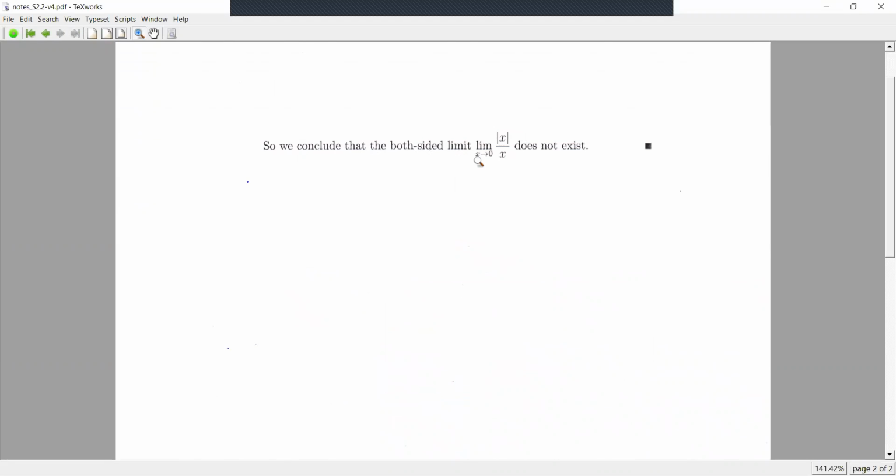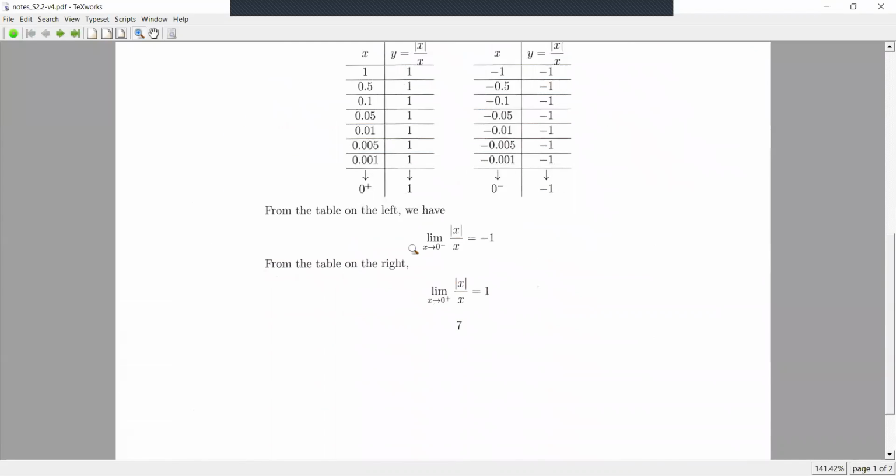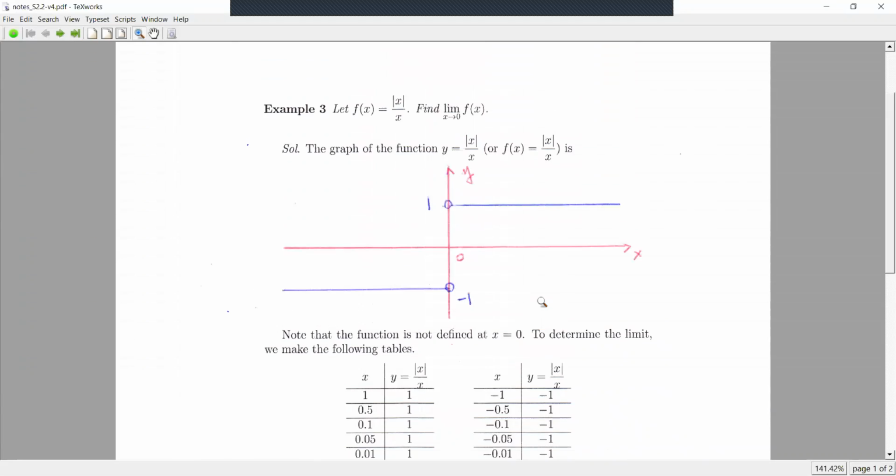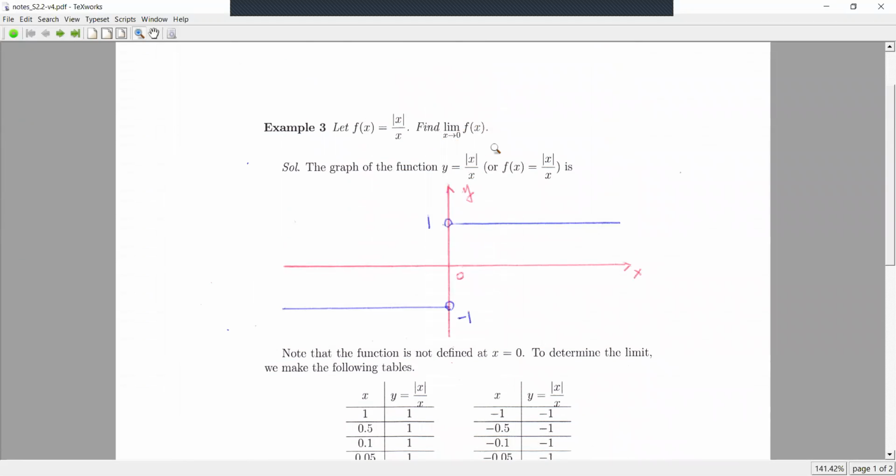Both-sided because x can approach 0 from the left-hand side, can approach 0 from the right-hand side. This limit doesn't exist. But the left-hand side limit exists. It is -1. The right-hand side limit exists. It is +1. The both-sided limit doesn't exist.